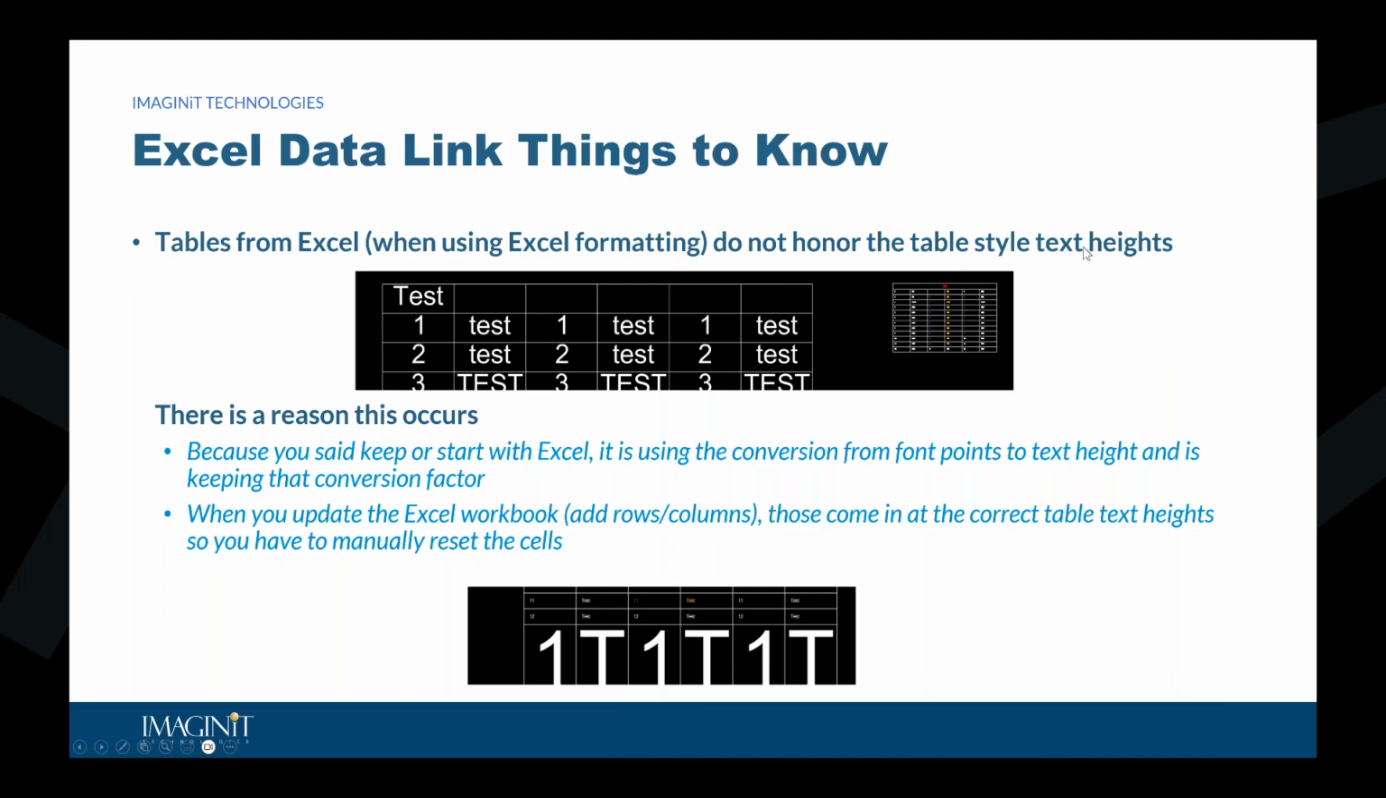Tables, when using Excel formatting, do not honor the table style text heights. The reason this occurs, because you said to keep or start with Excel, is it's using a conversion from font points and picas to a text height, and it's keeping that conversion factor, which again comes back to screen scaling. When you update the Excel workbook, such as adding rows or columns, those come in at the correct table heights instead of starting with Excel, so you do have to manually reset those cells.